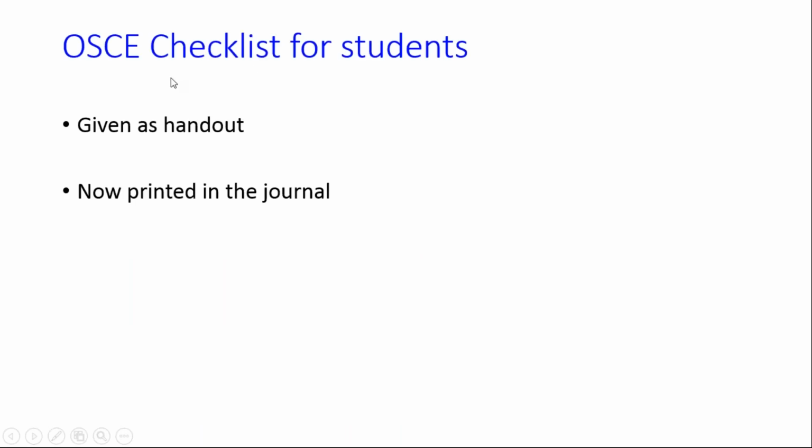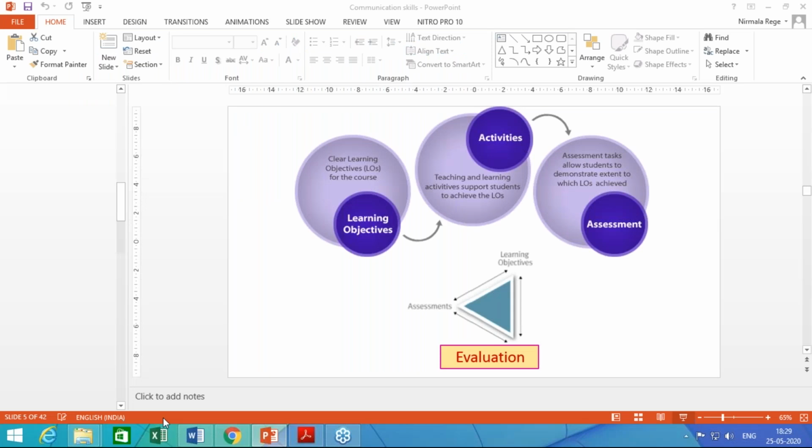We have to develop after that. This is not enough, because as I said, it has to be assessed later on, and we had decided that the assessment will be by OSCE. And once you say it is an OSCE, we have to develop an OSCE checklist for the student. We decided that we will share the OSCE checklist with the student. We intended to train them with the OSCE checklist, which can be given as a handout. And now this has been printed in our journal. I will show you the Word format of that OSCE checklist.